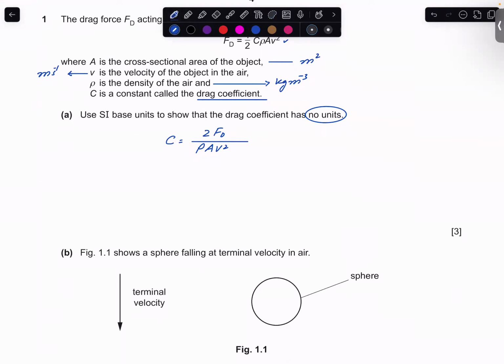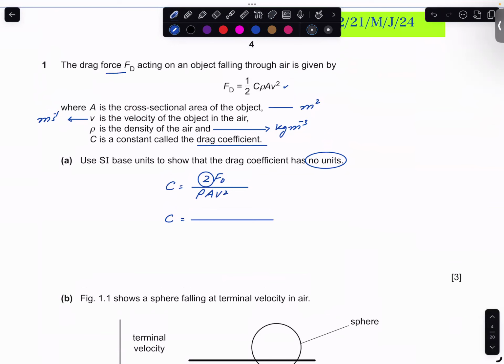One thing is very clear, I think you know well that a constant has no unit, so you can ignore the 2. Okay, so let me put in the values of the units. Fd is a drag force, and I think you all know that force has the unit Newton, and Newton is equal to kilogram meter per second squared.